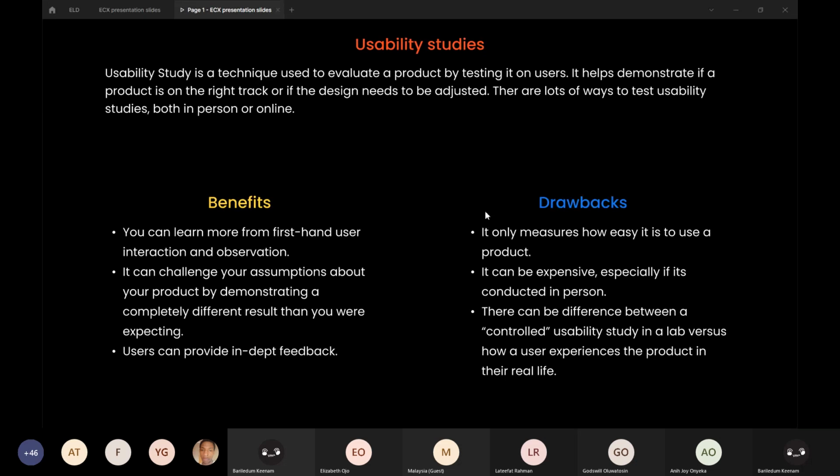So we have what we call moderated studies and unmoderated studies. Moderated studies can be referred to as in-person or physical usability studies, where you guide the users on how to use the product or the app, how to navigate it. You watch them and guide them on how to navigate the product. Unmoderated is online. You leave them alone to use the app, locate the features, and interact with it without any guidance.